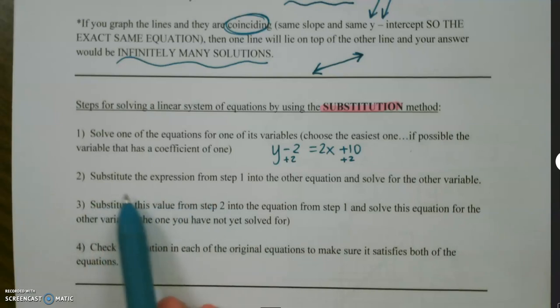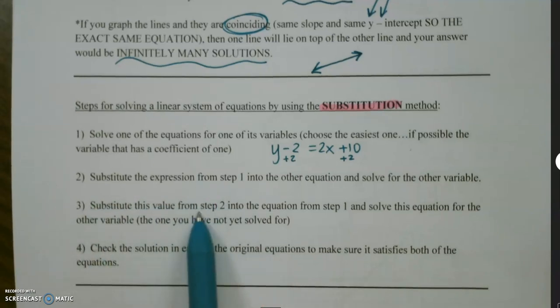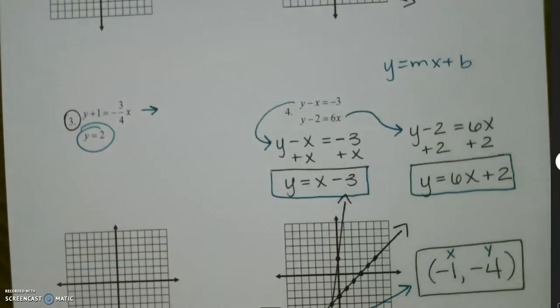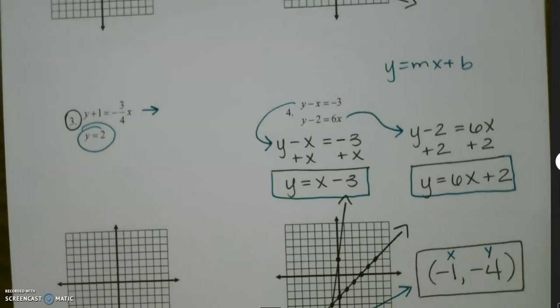Okay, then what you're going to do is substitute that value into the other equation, and then we're going to finish solving. Plug that value back in and then find your second part of your coordinate. So let's go ahead and take a look at an example together.